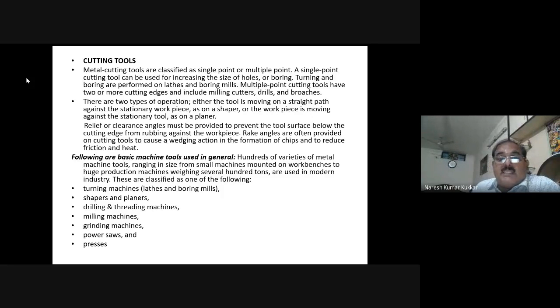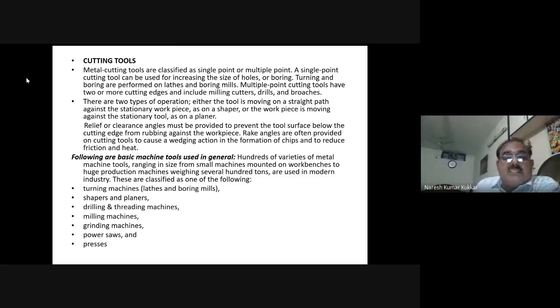Then there are two types of operations. Either the tool moves in a straight path against a stationary workpiece, where the workpiece is stationary and the tool is moving, like in a shaper. In a shaper, there is a single piece and the work is done on it by moving the tool, and the workpiece is stationary. In the other way, the workpiece is moving and the tool is stationary, as in a planer.